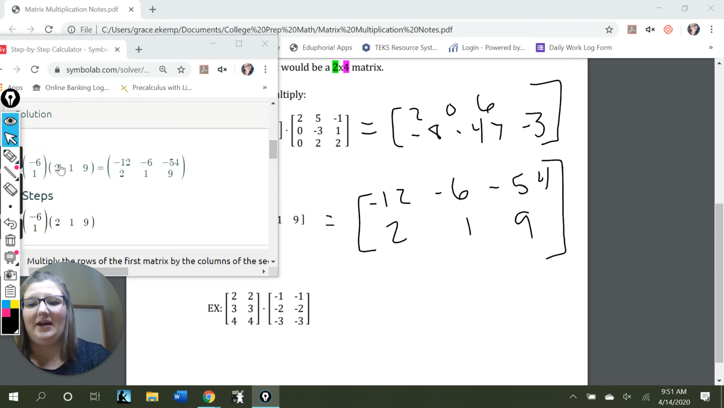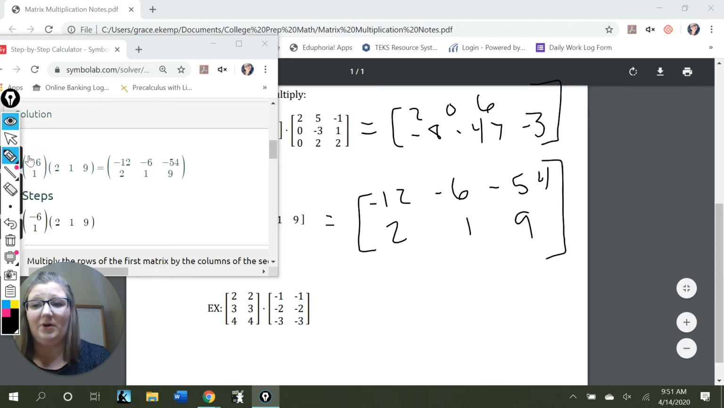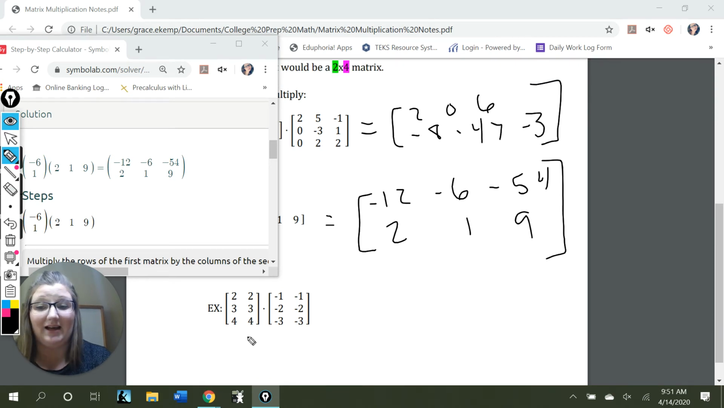And so now we're going to look at this last one down here. So we have the matrix 2, 2, 3, 3, 4, 4 times -1, -1, -2, -2, -3, -3. And just like the last problems, first we're going to figure out the size of each matrix. Then we're going to try and type it into the calculator and see what happens.